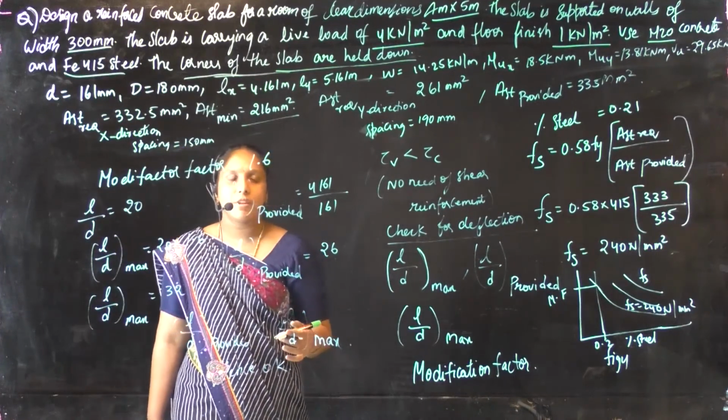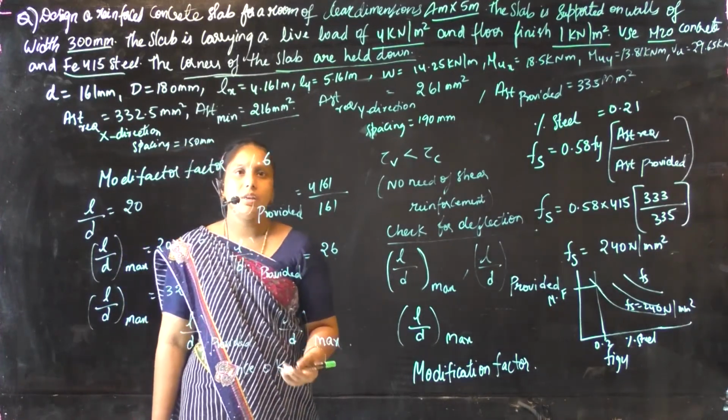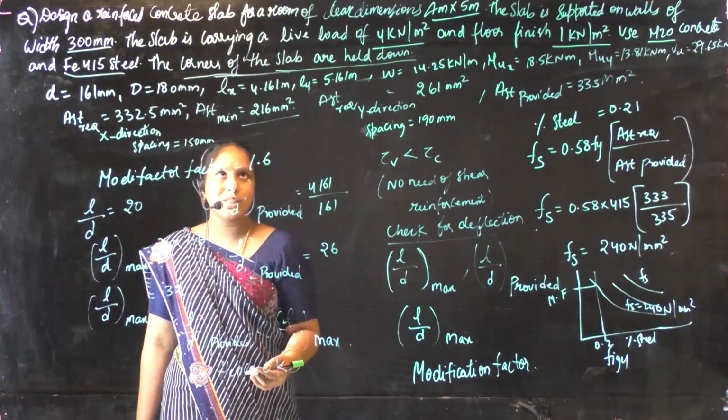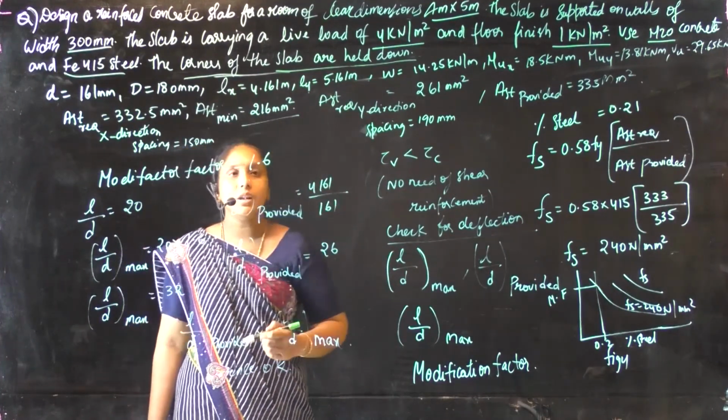Now this is how we have to design the reinforcement for the two-way slabs when the corners of the slabs are held down.